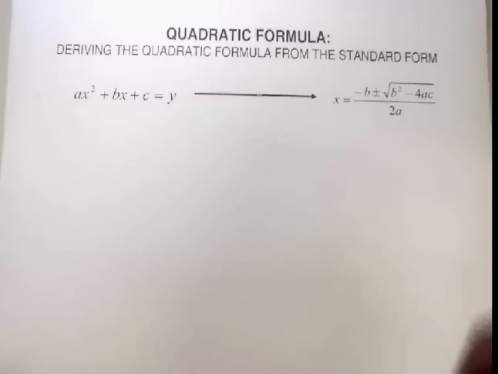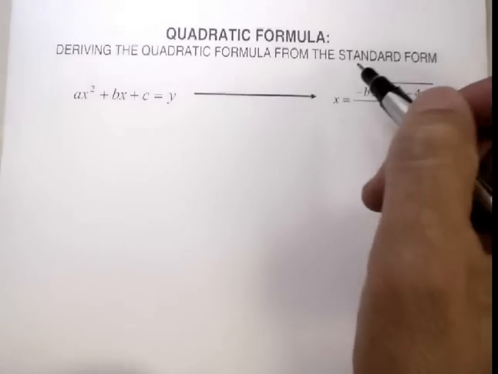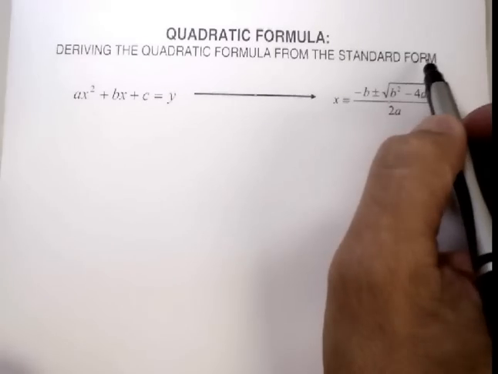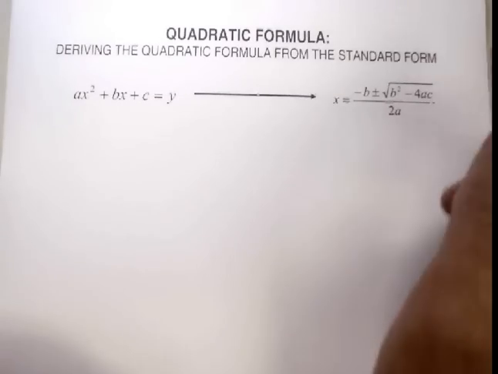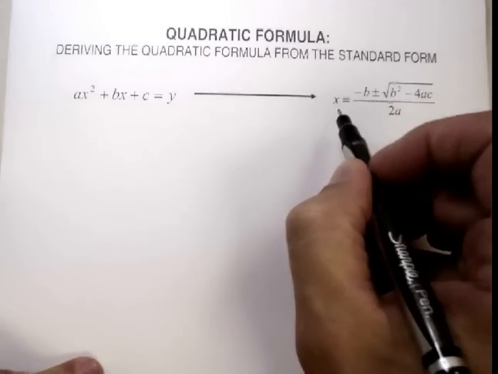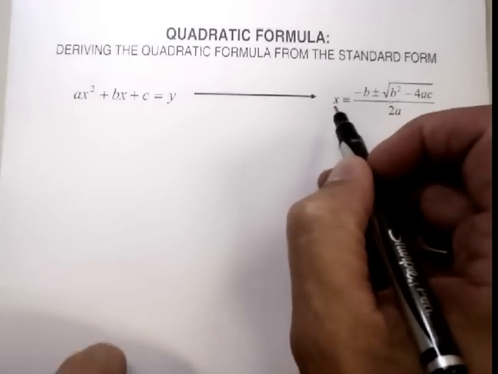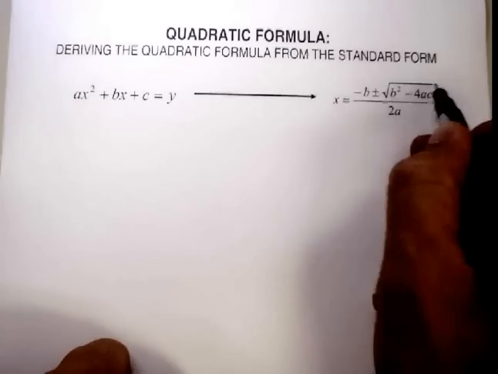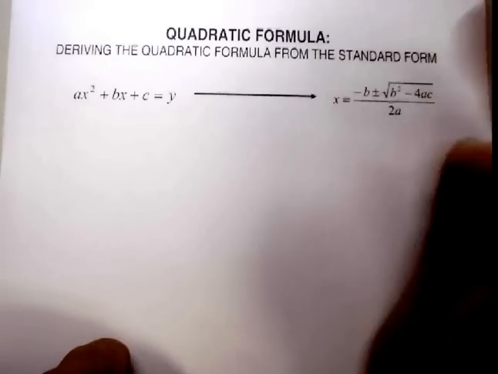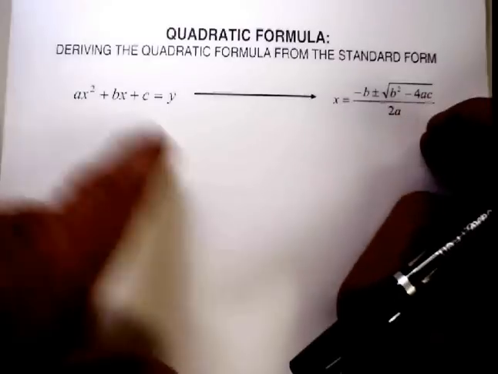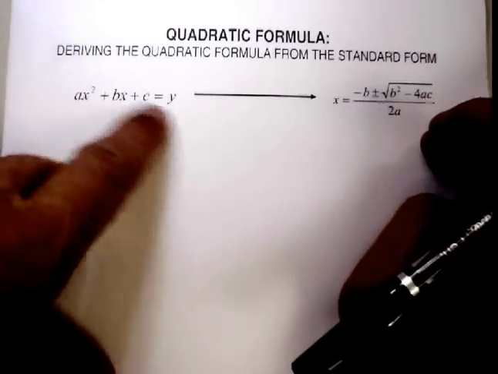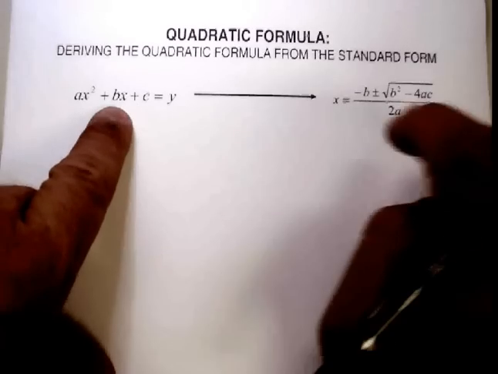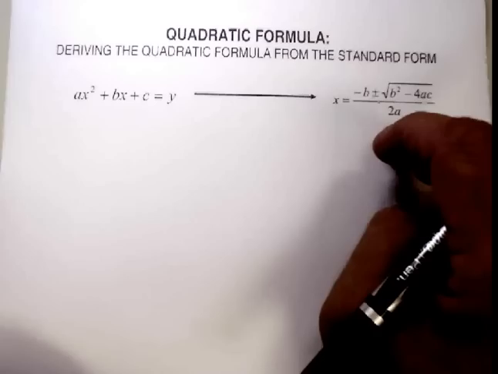In this video, we're going to derive the quadratic formula from the standard form of a quadratic. Basically, we're going to find out how they discovered this very interesting x equals negative b plus or minus the square root of b squared minus 4ac over 2a, which a lot of people remember, from this form here, which is the standard form for a quadratic equation. So how did they get from here to here? That's what I'm going to show you in this video.